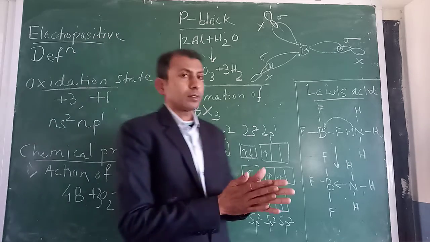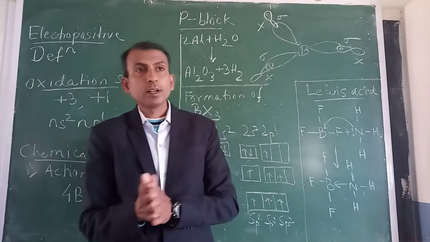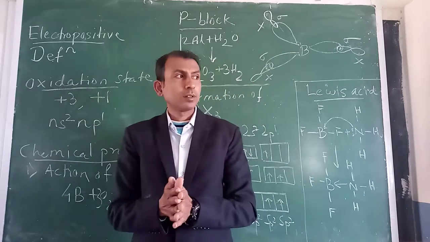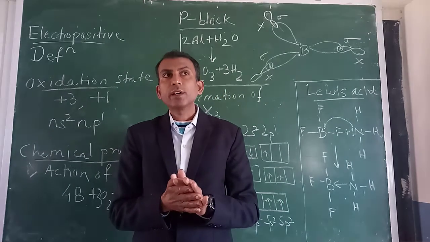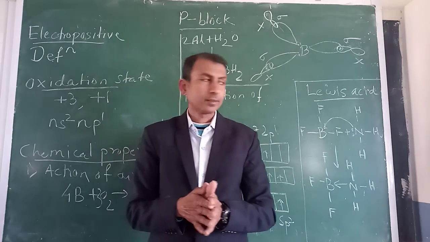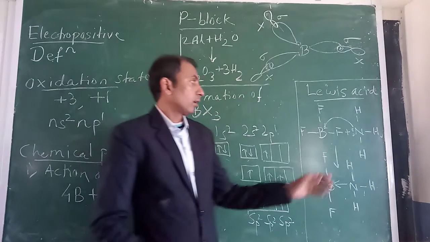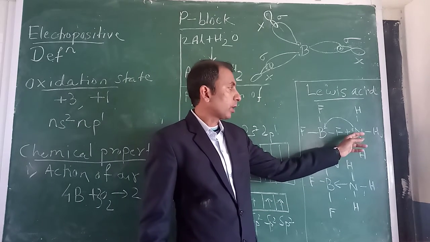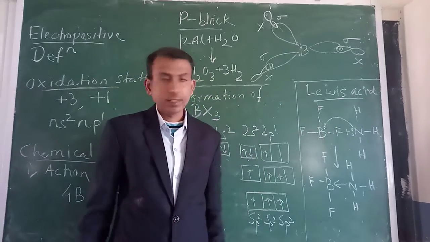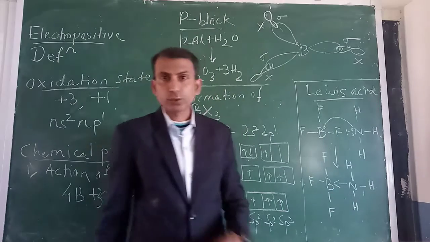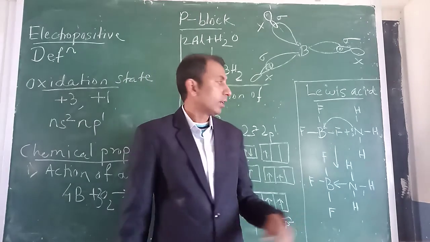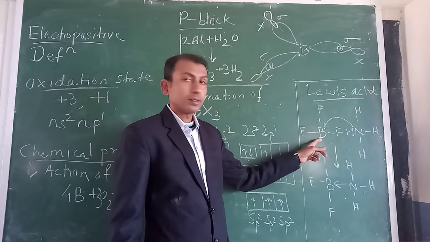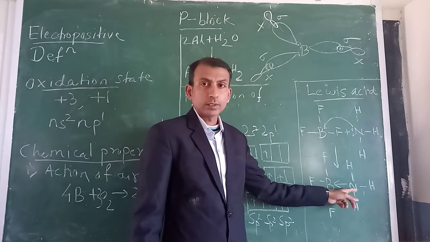Now next part is concept of Lewis acid. Give reason is asked in this form. The question can be BF3 is a Lewis acid, explain. So BF3 reacting with ammonia, and in ammonia nitrogen is containing a lone pair, 2 electrons on nitrogen atom, lone pair. So it can donate its lone pair to boron, BF3 to boron, and this molecule is formed.